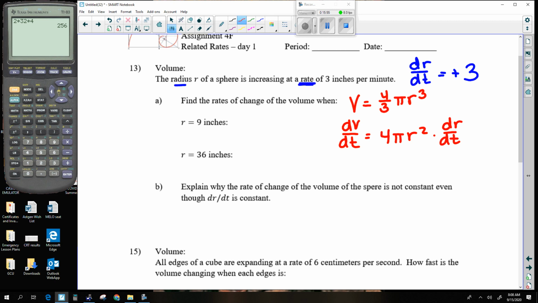So here we go. dV/dt is equal to 4 pi r squared dr/dt. So that's 4 times 81 times 3. And so this volume rate is 972 pi. Volume is inches cubed, and the time is minutes. So that is the volume changing over time.